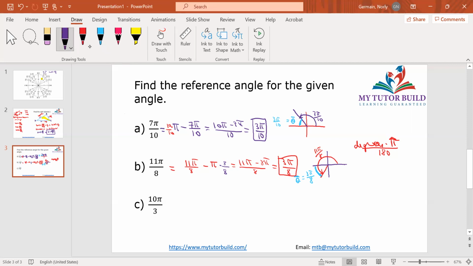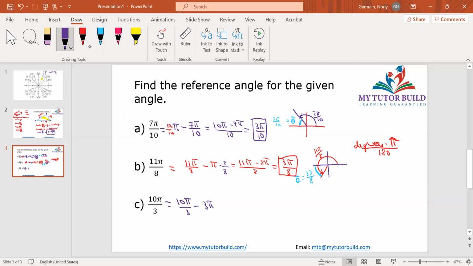Now, for 10 pi over 3, I realize at 10, you have three threes in 10. It's really greater than pi, and it's even bigger than 2 pi. So we're going to subtract 3 pi, because even 3 pi is still smaller. So what we're going to do is take 10 pi over 3 minus 3 pi.